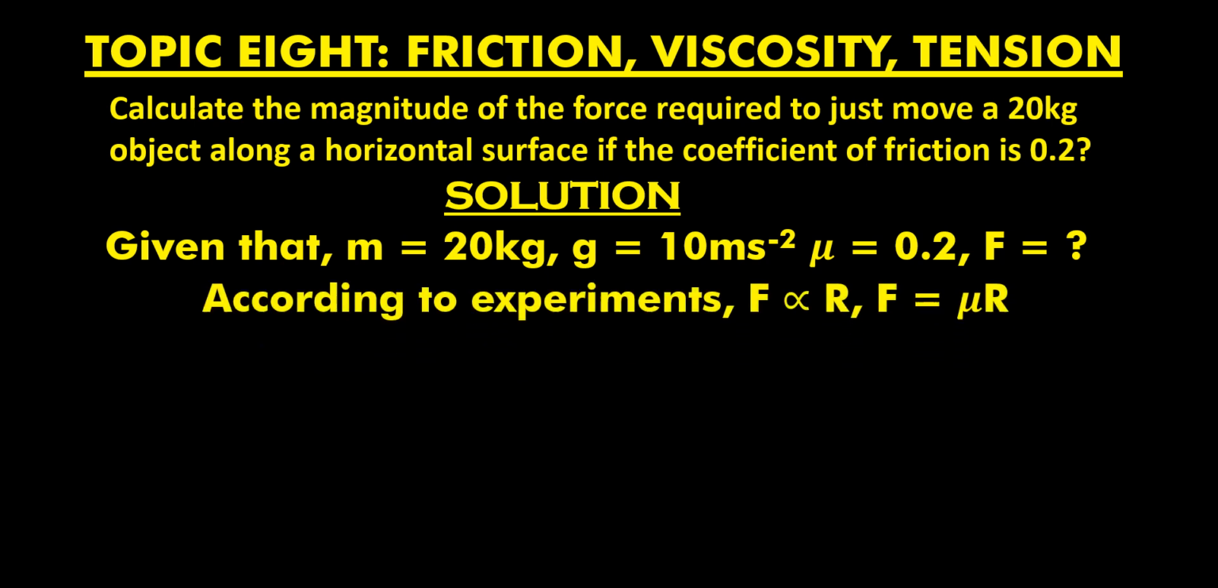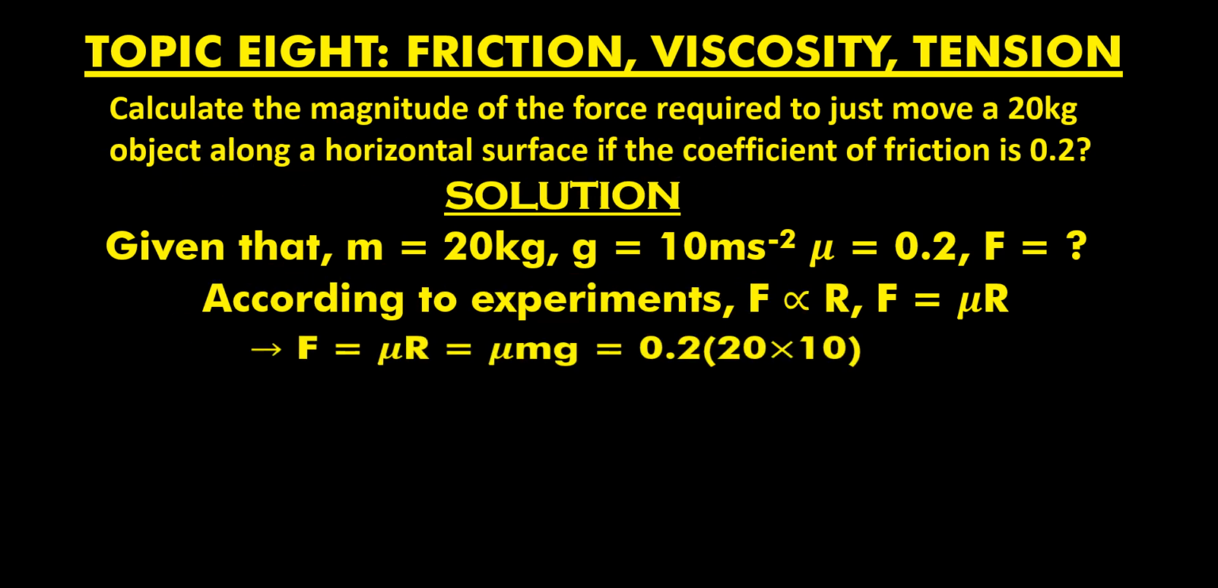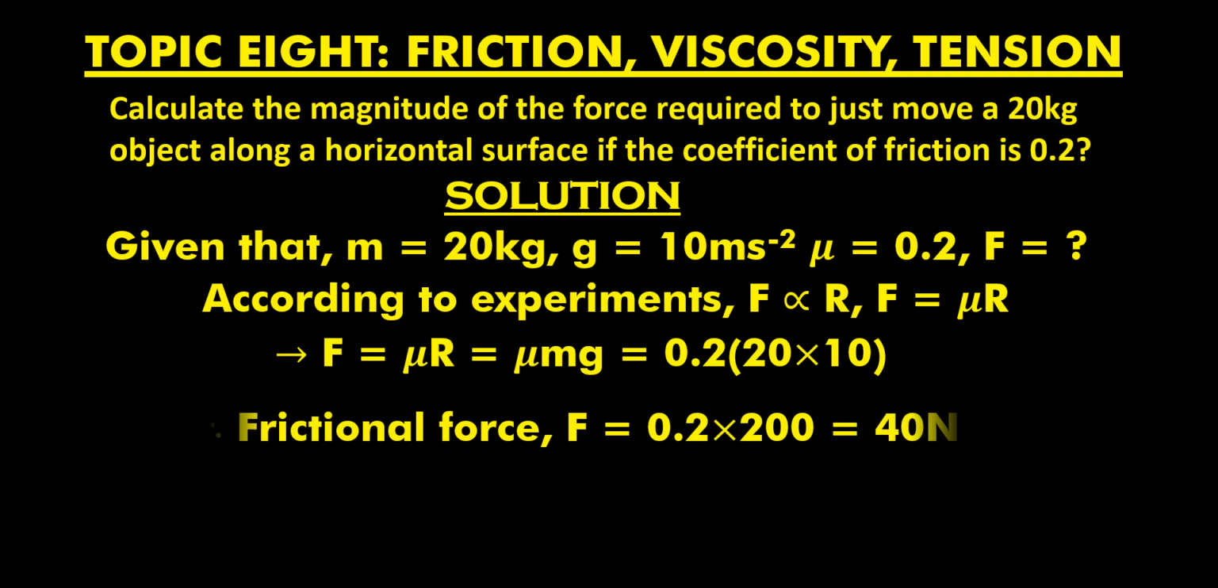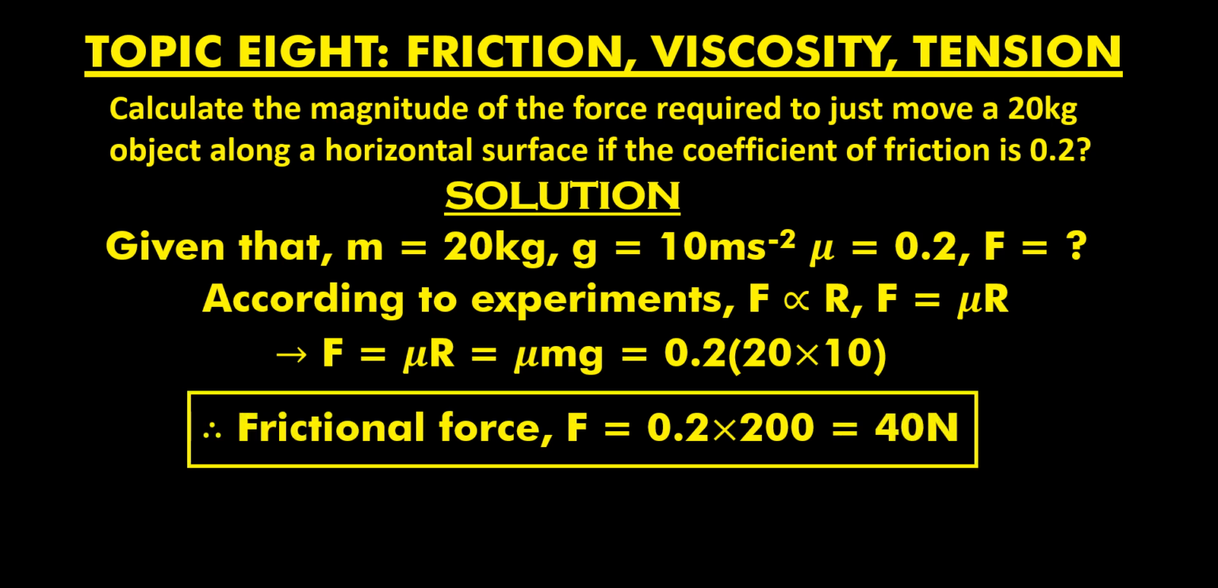And so moving on, according to experiment, the frictional force is directly proportional to the reacting force, and hence, introducing a constant of proportionality, we have the coefficient of friction, which is a ratio, like I said. And so we have F equals the coefficient of friction times the reacting force. Now, the reacting force is mass times acceleration due to gravity, so we have coefficient times mass times acceleration due to gravity, which is 20 times 10 times 0.2, right? So hence the frictional force F is equal to 0.2 times 200, which is equal to 40 Newton.